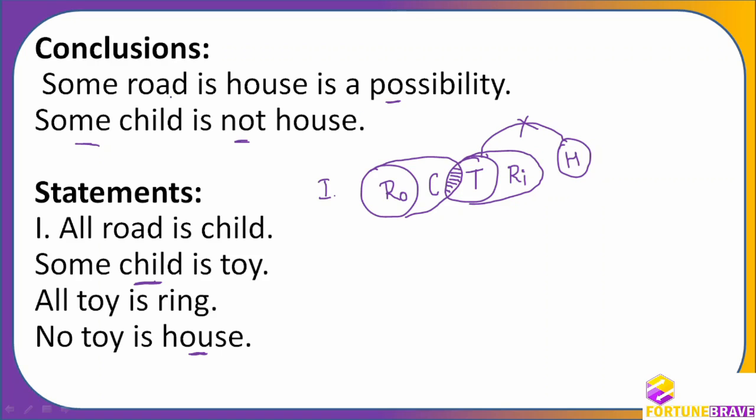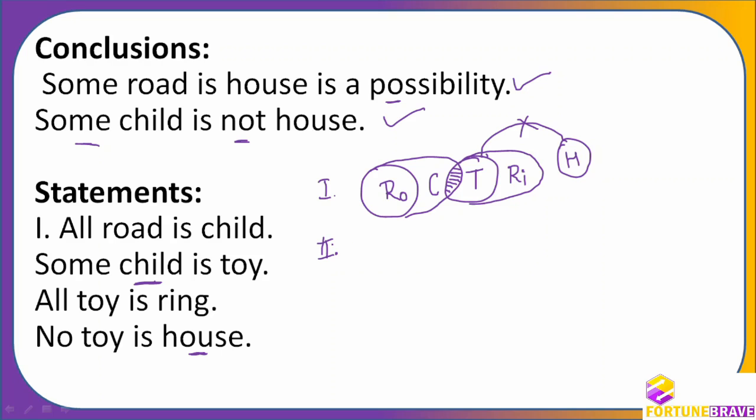So let us see one more option here. Conclusion: "Some road is house" is a possibility. That also follows. So this first one itself will give you the answer. Therefore, you need not go to the next ones, but still we'll go to the next one so that we'll be 100% sure that what we have solved is correct.